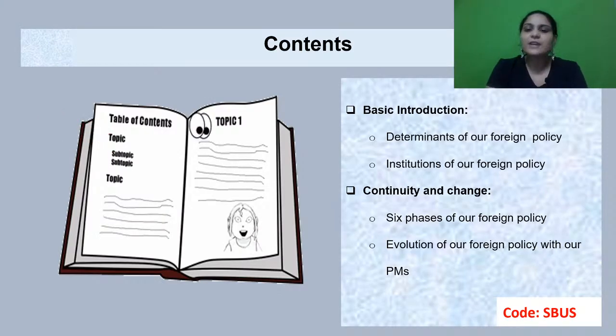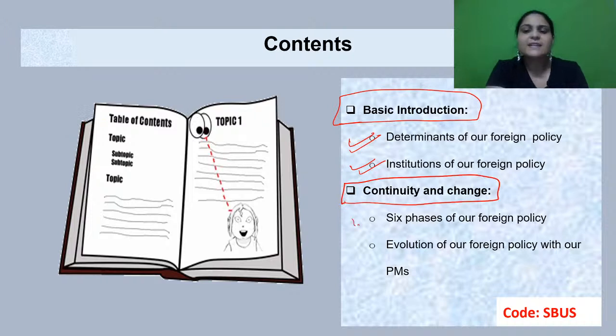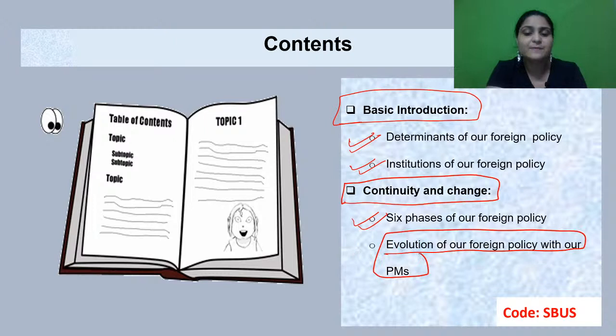So the contents for today's video will be a basic introduction to India's foreign policy, determinants of our foreign policy and institutions of our foreign policy. The next part, continuity and change, or the 6 phases of our foreign policy, the evolution of our foreign policy with our PMs, I will be covering in tomorrow's session. I will be covering this entire IR series in sessions of 25 to 30 minutes so that it doesn't get heavy for my students. But we will not miss out on anything. We will completely cover it.